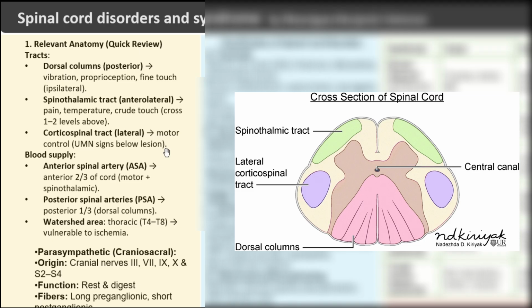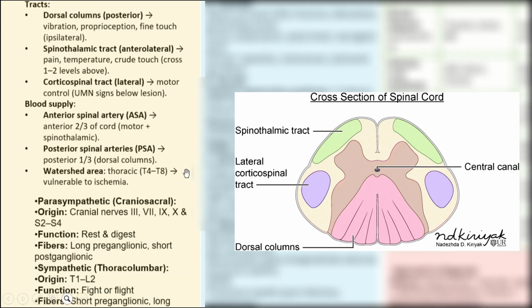So when you look at the blood supply of the spinal cord, it comes from the spinal arteries, and we have the anterior spinal artery and the posterior spinal artery. The anterior spinal artery is going to supply the anterior two thirds of the cord, and the posterior spinal arteries are going to supply the posterior one third of the cord.